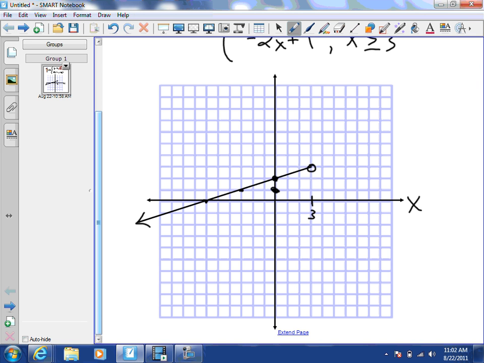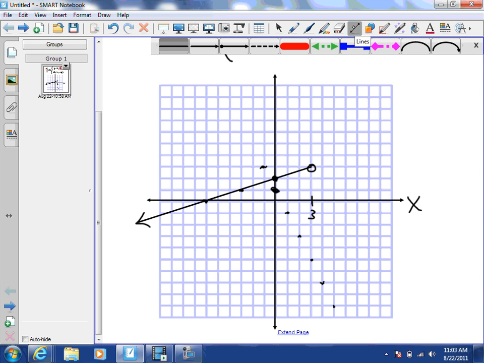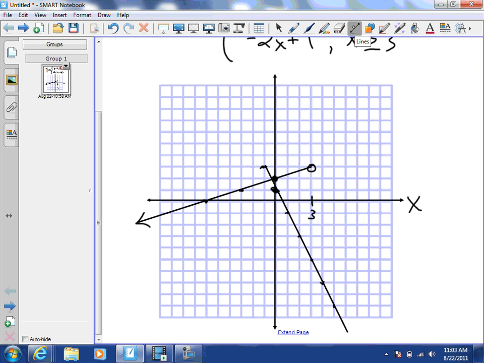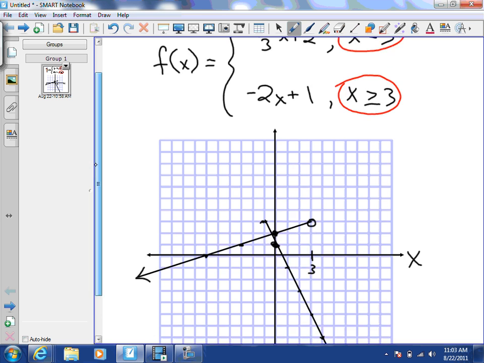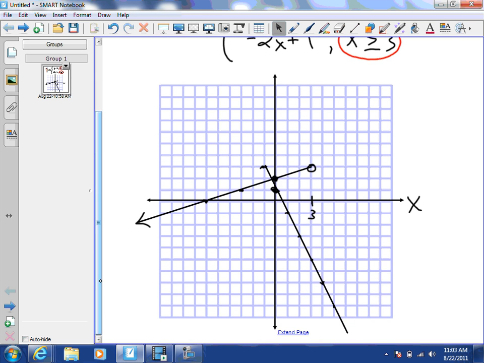That has a y-intercept of 1, and the slope goes up 2 left 1, or we can think of it as down 2 right 1. That goes on and on. So that line, we draw it, does something like this. However, we're not going to use that whole line. We're only going to use this for x values that are greater than or equal to 3.